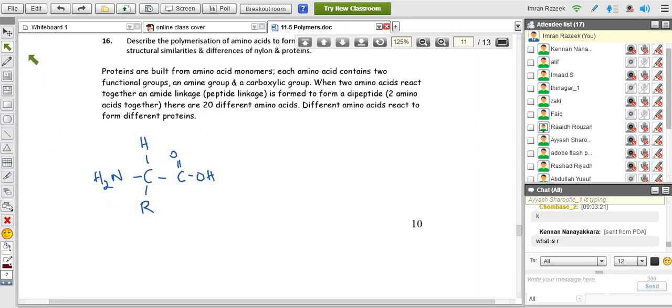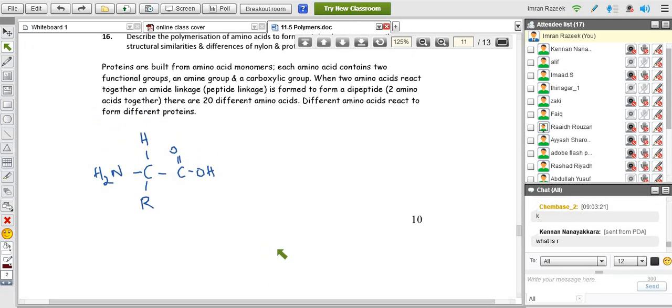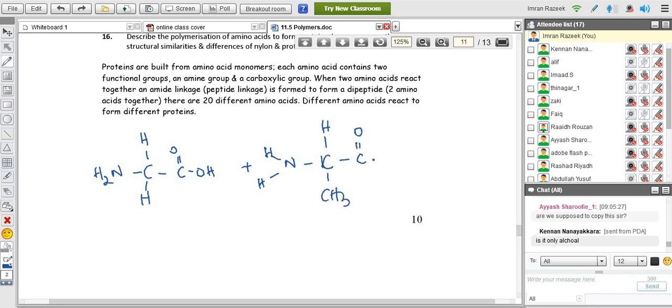So let us see how these two amino acids can combine. Sometimes the simplest amino acid can have hydrogen as R, which is glycine. You don't need to know about these names, right? I'll tell you when to copy. So this is another amino acid. You have carbon here, hydrogen, and a CH3, and this is C double bond O OH.